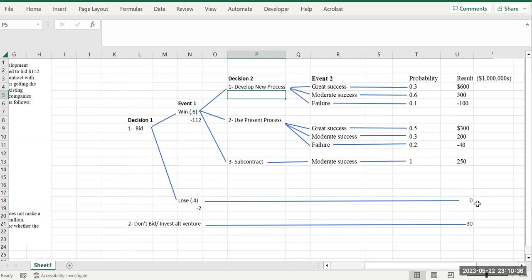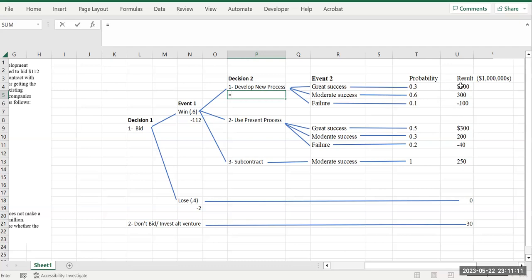If I lose, there's zero revenue and zero profit, but there's an initial cost of $2 million just to participate in the auction. All right, so let's go ahead and calculate the expected return. For here, the expected income is going to be: 30% chance the result is $600 million, 60% chance $300, 10% chance minus $100 million.